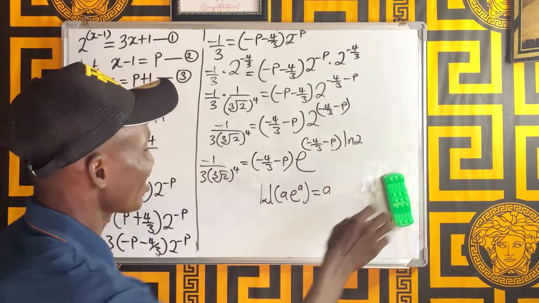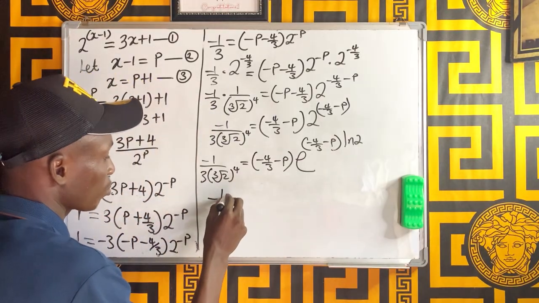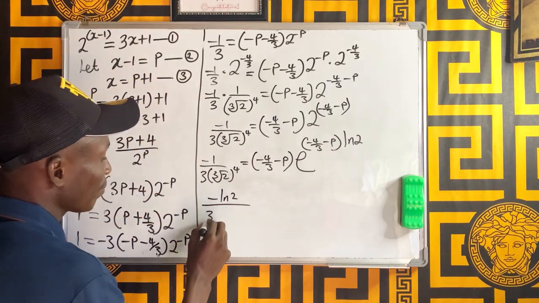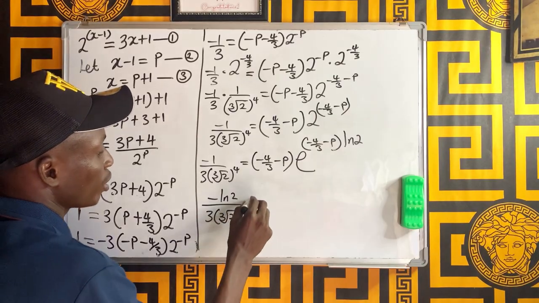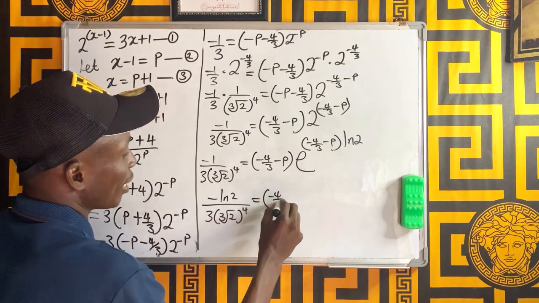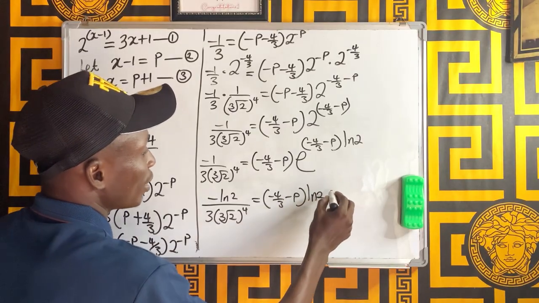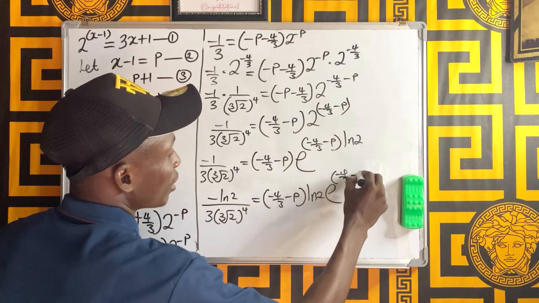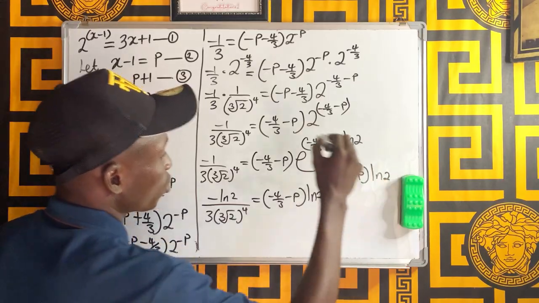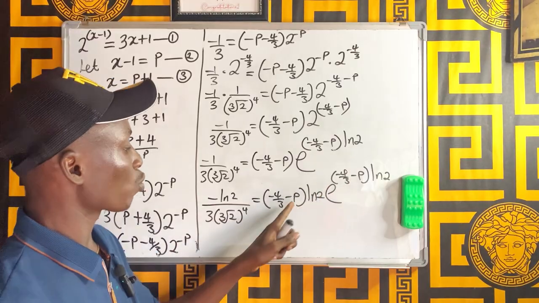Okay, so let's remove this from here quickly. If you do that, we want to multiply both sides, so we have minus natural logarithm of 2 divided by 3 multiplied by the cube root of 2 all raised to 4 is equal to minus 4 divided by 3 minus p multiplied by natural logarithm of 2, then multiply by e raised to minus 4 divided by 3 minus p, then multiply by natural logarithm of 2. Now you can see that they are equal, they are the same.